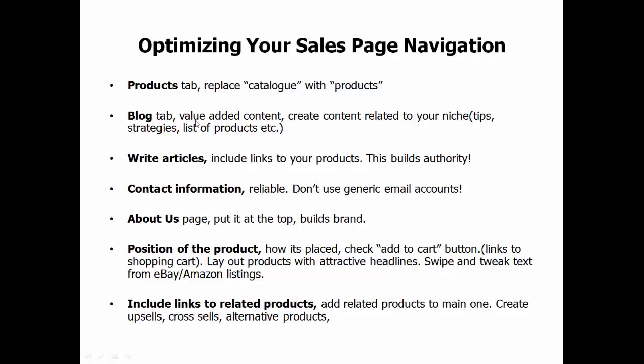You want obviously to create content related to your niche. For example, in my case, hair loss tips, list of products for sexy and healthy hair, etc. Include links to specific products when you write your articles, okay? Because sometimes it will be to one specific product that you are selling, and other times to a collection of products. It depends on the subject of your articles.